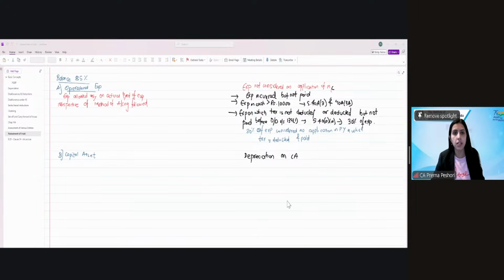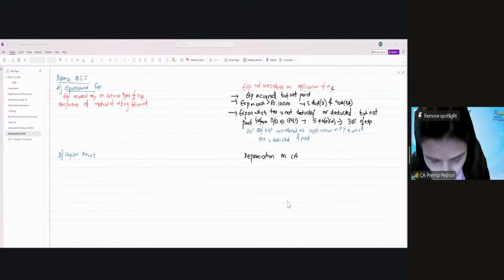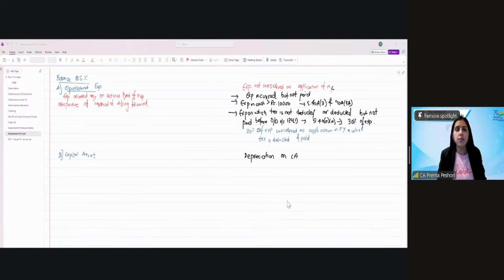We have done in the last class, we've started with the assessment of the charitable trust. Can anybody revise it for me? What we have discussed in the last class? What is the charitable purpose? What constitutes the charitable purpose?